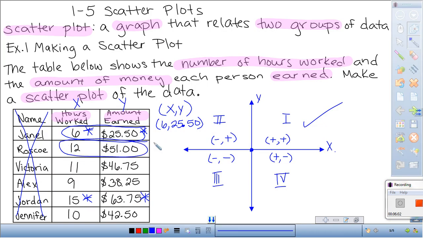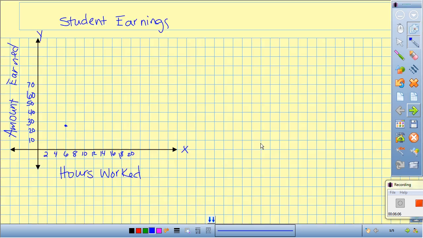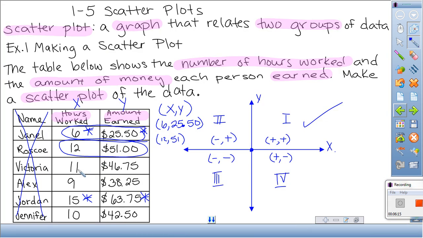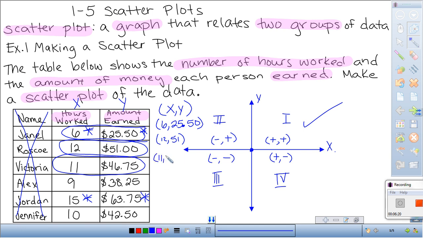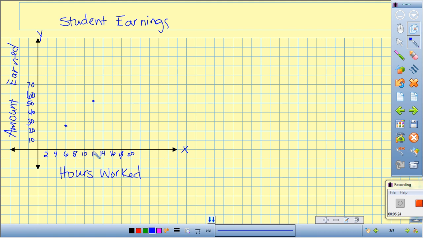12, 51 is our next one. So we go over to 12 on the x-axis first, and up 10, 20, 30, 40, 51 would be right above it. Always x first, then y. Our third point would be 11, 46.75. X first, then y. So over to 11, which would be right in between 10 and 12, and up to 10, 20, 30, 46.75 would be right above the half.